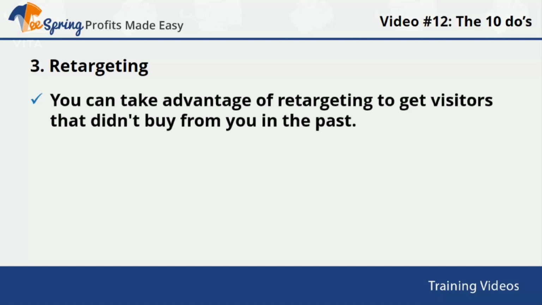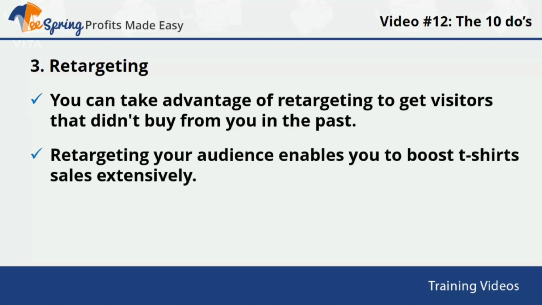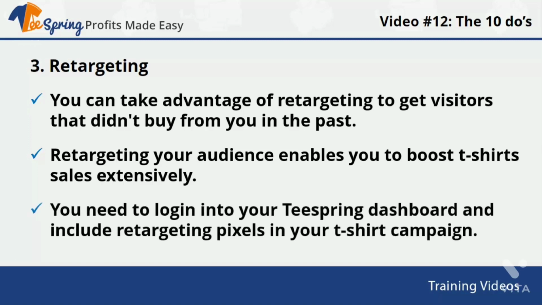3. Retargeting. If you're running a successful Teespring campaign but the conversion rate is low, you can take advantage of retargeting to get visitors that didn't buy from you in the past back to your site. Retargeting your audience enables you to boost t-shirt sales extensively. You can use Google retargeting and Facebook retargeting options to get your lost audience to return and give you another opportunity to convert them into customers. You need to log into your Teespring dashboard and include retargeting pixels in your t-shirt campaign. You can also create custom audiences to target that have the same interests as your existing customers.